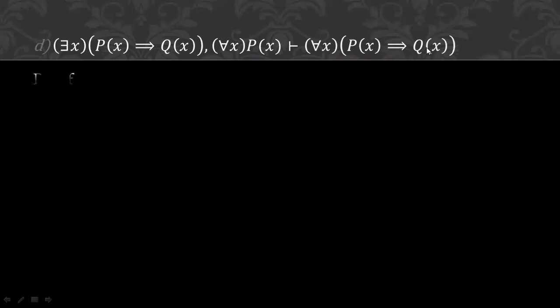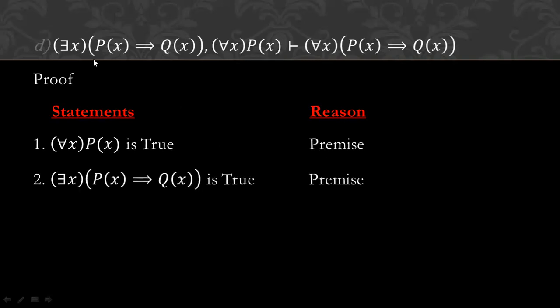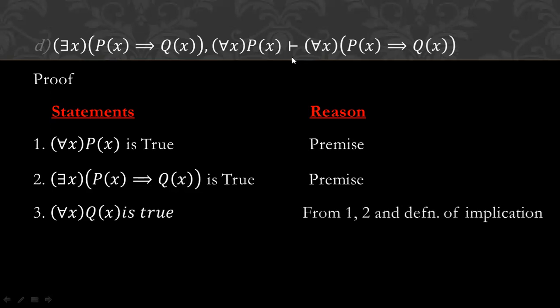So the formal proof of this statement would be, like the previous ones, as follows. The first step starts from the truth value of the second premise, that is, for every x, p of x is true, since it is a premise. The second step is that the first premise, there exists some x such that p of x implies q of x, must also be true, since it is one of the premises of this argument. Next, for every x, q of x is true.